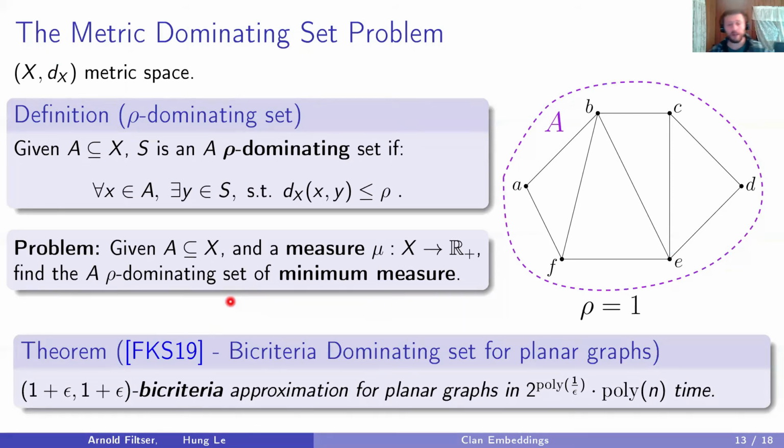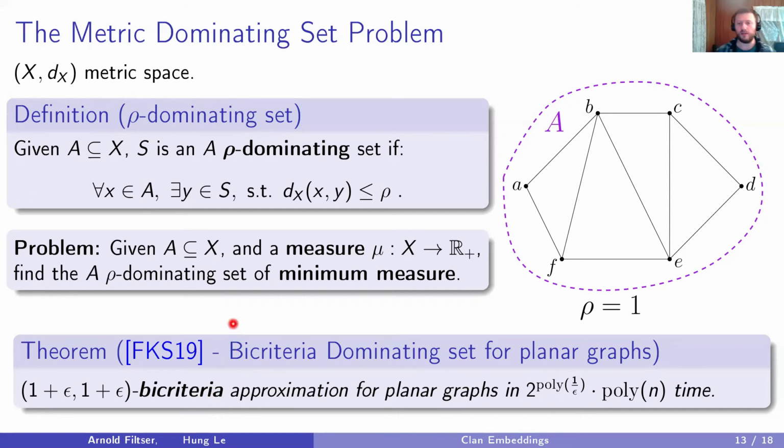their classic embedding of planar graphs into Treewidth graphs to obtain the first PTAS, polynomial approximation scheme, for this problem. Specifically, they get a bicriteria approximation scheme, 1 plus epsilon, in a time which is 2 to the poly(1 over epsilon). And by bicriteria here, I mean they were able to find a set which is 1 plus epsilon rho dominating, not rho dominating, but rather 1 plus epsilon rho. And the measure of the set will be at most 1 plus epsilon times larger than the measure of the optimal set of the original rho dominating set problem.